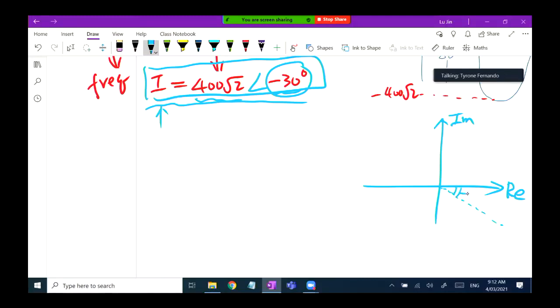This is about negative 30 degrees compared with the real axis positive direction. And along this direction, the size of the magnitude will be 400 times square root 2. So in other words, I will draw a vector given here. This is our I vector, and the size of it is 400 times square root 2. Normally, this is the procedure to convert the time domain cosine function to the phasor form. But you may have already noticed my answer is different from the one given in the solution.